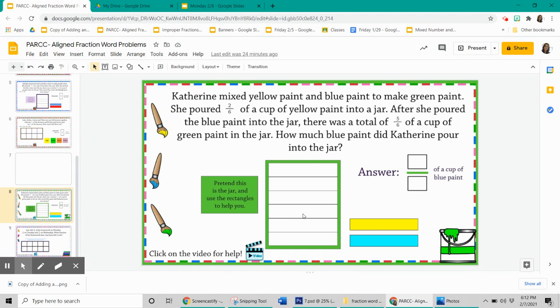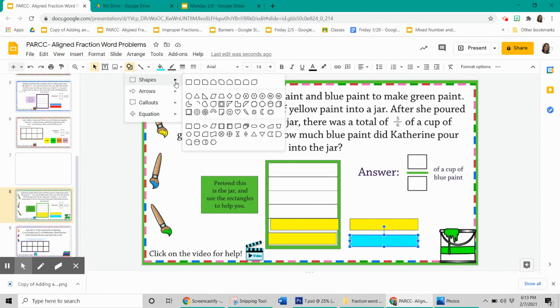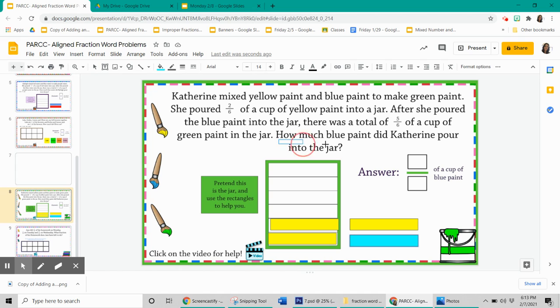What do we know? We know how much yellow paint she poured in. She poured in 2/6. It gave us that. So pull 2 of these over. That's how much yellow she put in. Then she put in some blue, right? But they didn't tell us how much blue. Because look, it says how much, how much blue paint did Catherine pour in? That's the actual question, how much blue paint? So we know that she put in some blue paint, but we don't actually know how much.